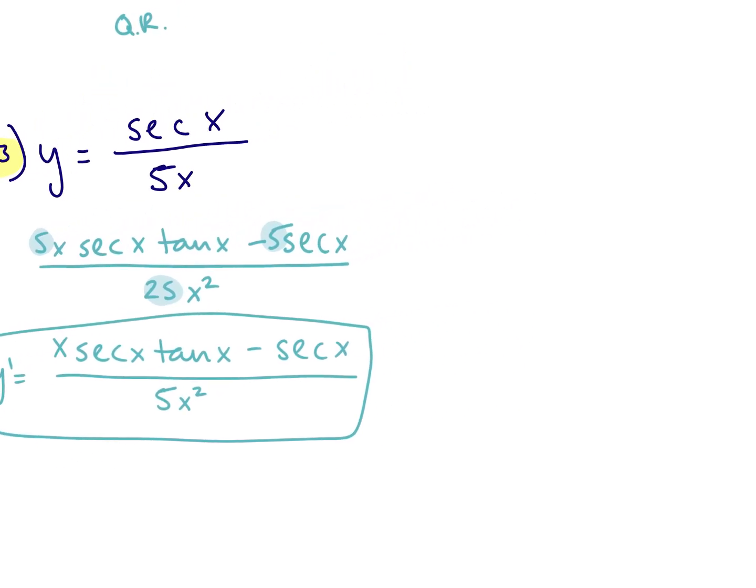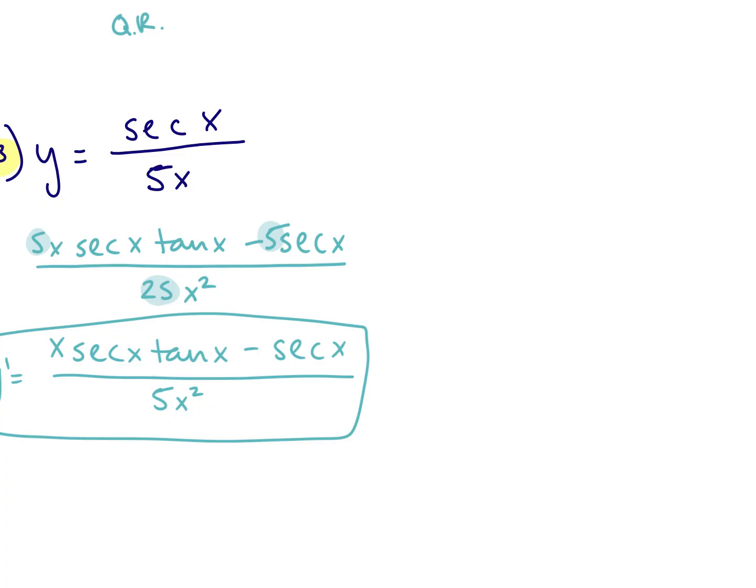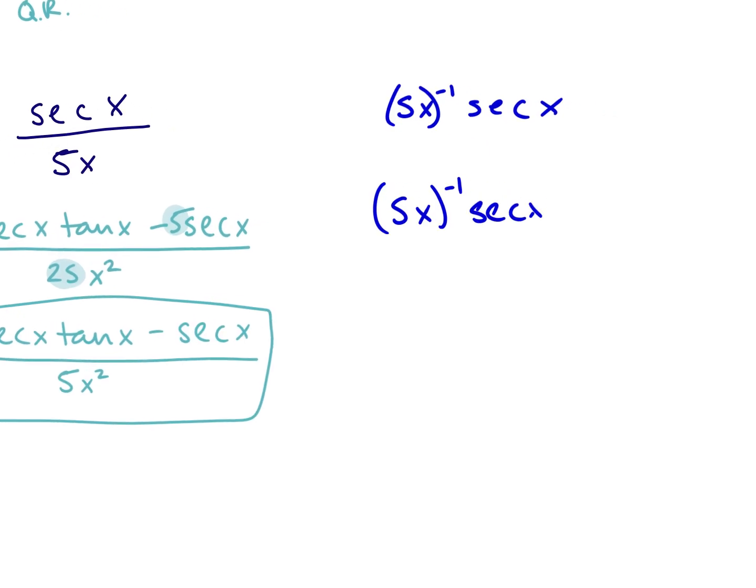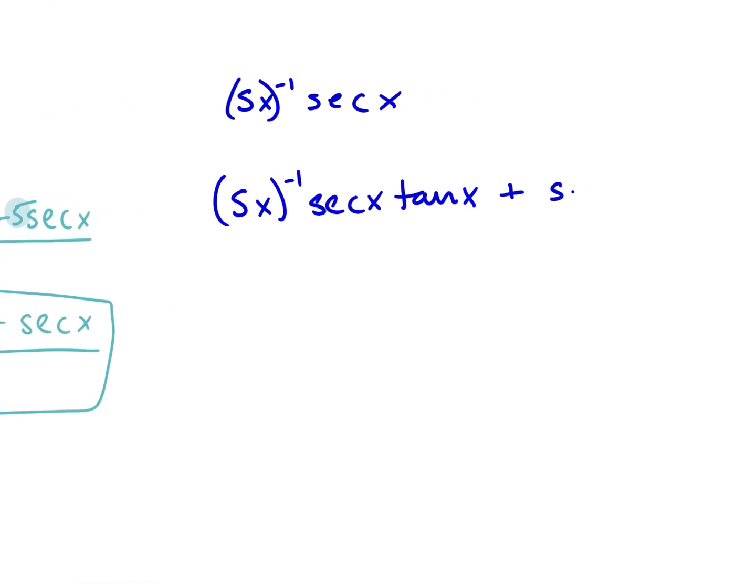Let's move it to the top and use product rule. So 5x to the power of -1 times secant x. Now be careful because 5 and x are moving to the top, so they both have the power of -1. So the first would be 5x to the power of -1 times the derivative of the second. What's the derivative of secant? Secant tangent. Plus the second, secant, times the derivative of the first. What's the derivative of 5x to the power of -1?